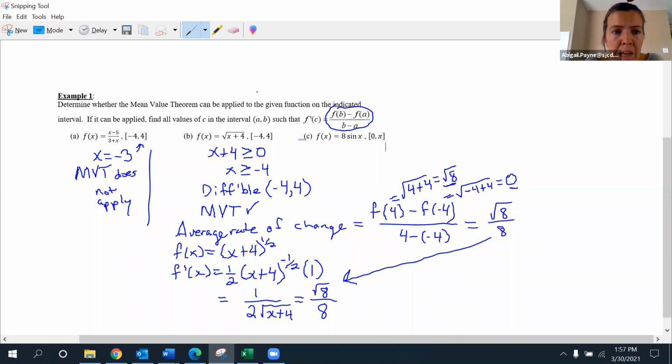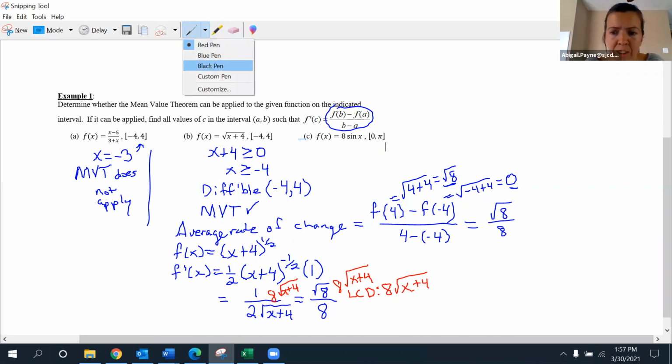This is how we can find the value guaranteed by the mean value theorem. So I could multiply both sides by the least common denominator, which would be 8, and 8 will include a factor of 2, so I don't have to list 2 separately, and then the square root of x plus 4. So I'm going to multiply both sides of that equation by 8 square root of x plus 4. I know this is looking pretty messy here. Maybe I can make this a little better. Okay, I'm going to switch to black.